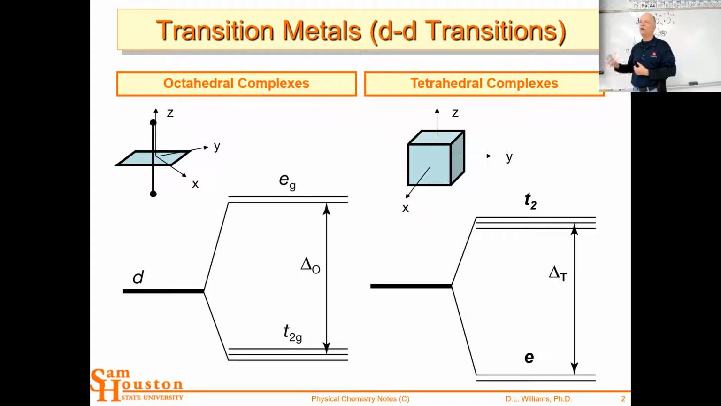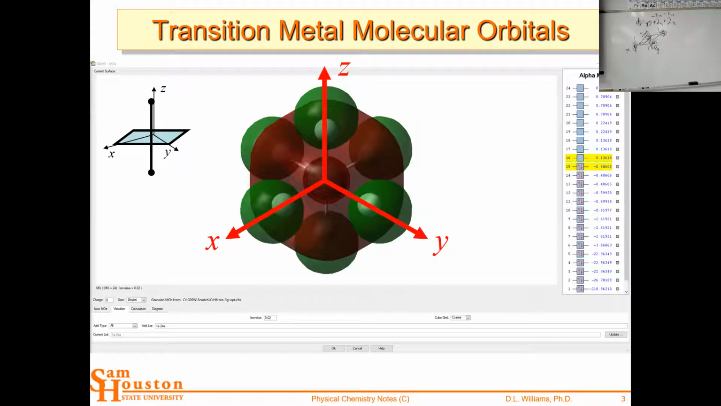We have the octahedral point group and the tetrahedral point group. We're going to go into great detail on both, but we're going to see more about the octahedral point group. The tetrahedral one is somewhat confusing. Okay, the octahedral I think is a little easier to understand. So let's look at this.